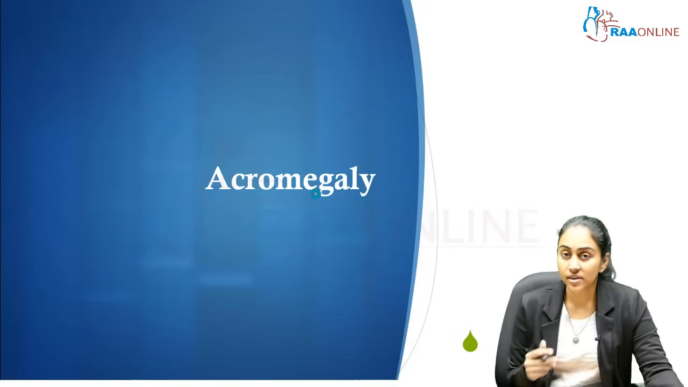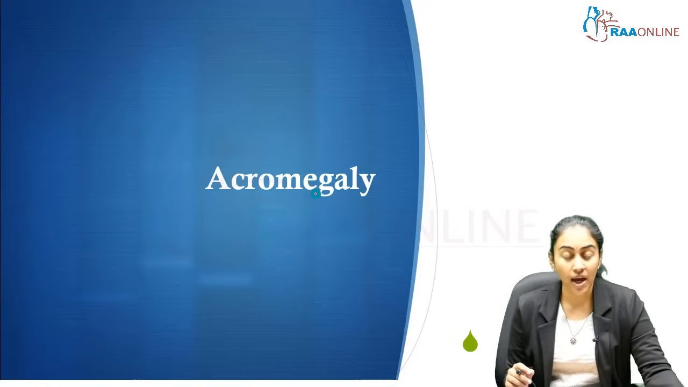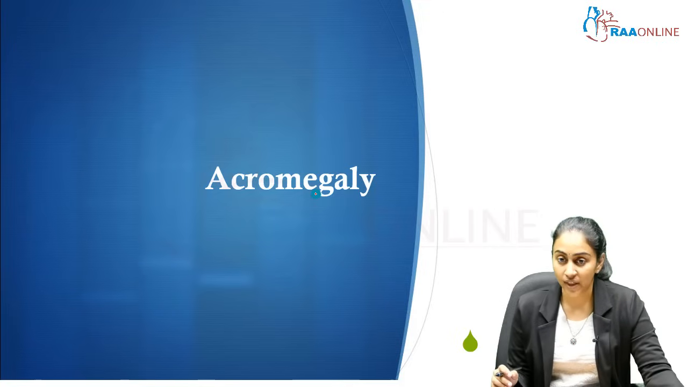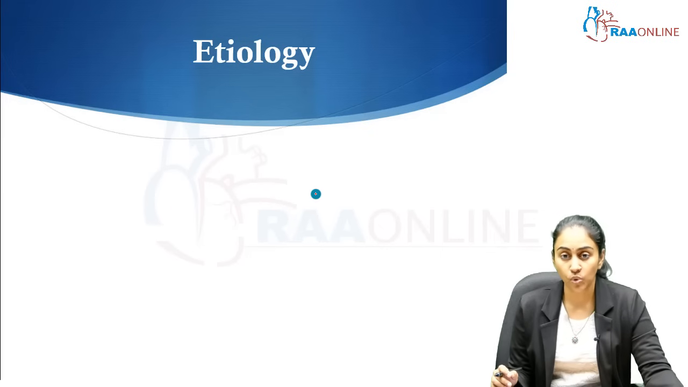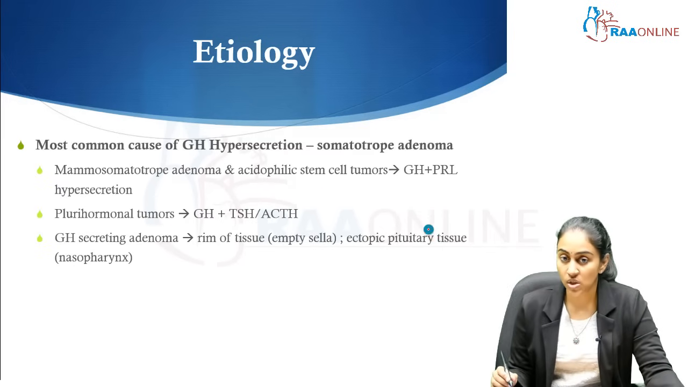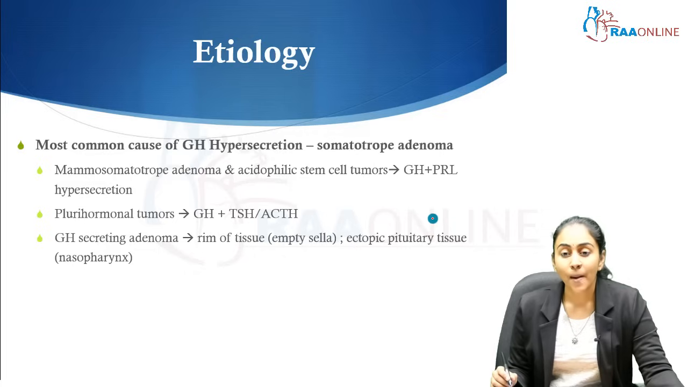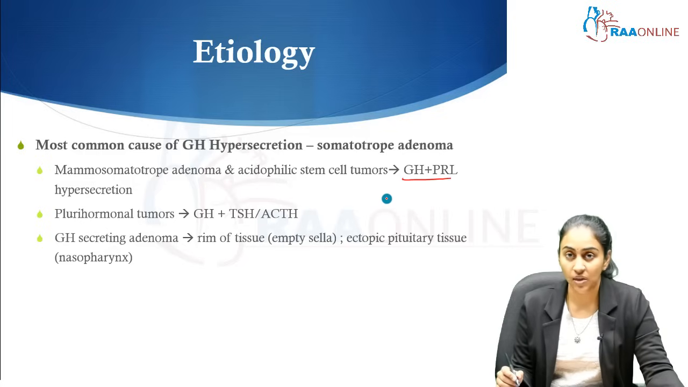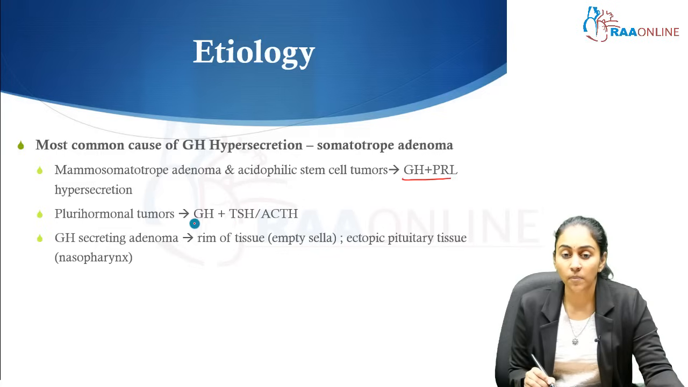So, having discussed hyperprolactinemia and prolactinoma in particular, we will now move on to our next syndrome of hormone excess, which is going to be acromegaly. Acromegaly is the clinical syndrome of growth hormone excess. Now, the most common cause of growth hormone hypersecretion is a somatotrope adenoma. Mammosomatotrope adenoma and acidophilic stem cell tumors can present with growth hormone and prolactin hypersecretion together. So, these are plurihormonal tumors. Other combinations of hormone excess may also exist.